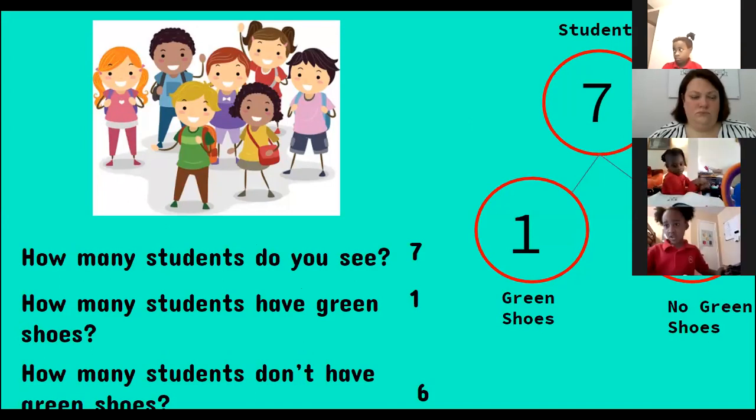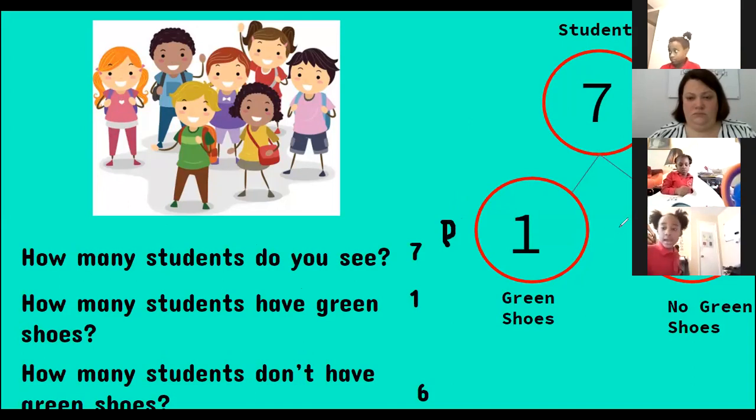So at the top, what is that? What is that at the top, Kavion? 7 is mine. 7 is my whole. 1 is my part, and 6 is my what? Part. 6 is my other part.